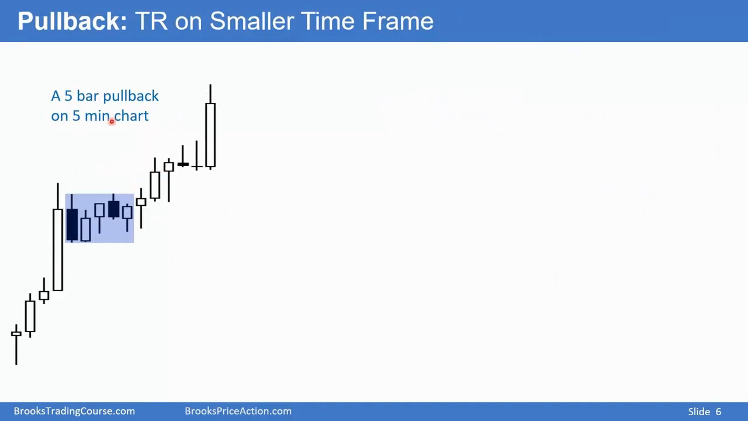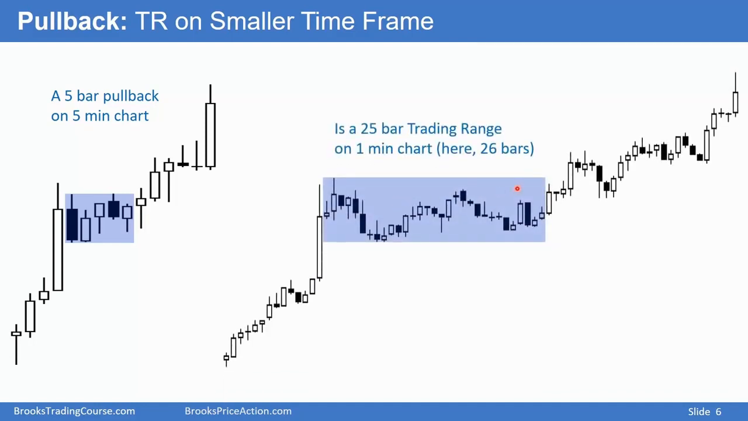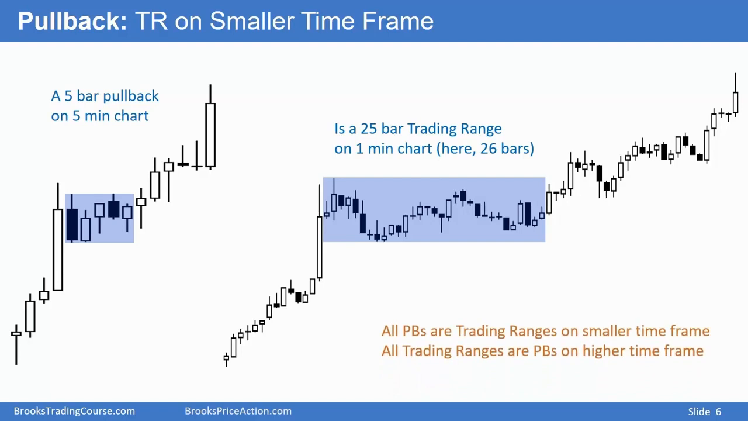Now look at this. Let's say this is a 5-minute chart. It's a 5-bar pullback on a 5-minute chart. On a 60-minute chart, it's probably no pullback at all. And if you look at a 1-minute chart, it's a 25-bar pullback. So even though the odds are on the 5-minute chart the trend will resume up, because it has more than 20 bars on the 1-minute chart, the 1-minute chart could easily trend down further instead of trending up. So the probability is more neutral.